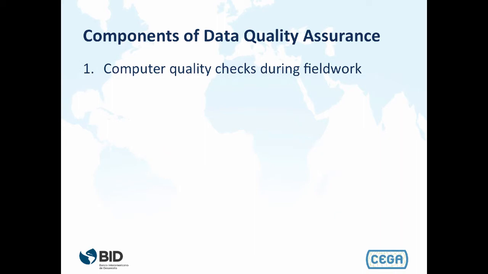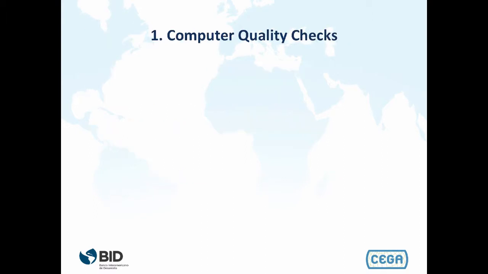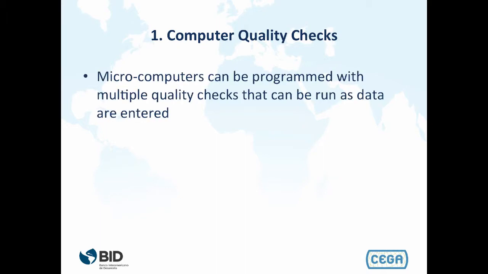First, computer quality checks during fieldwork. Second, types of data quality checks. Third, central computer-based monitoring of field workers. Fourth, human on-site supervision. So going into computer quality checks.